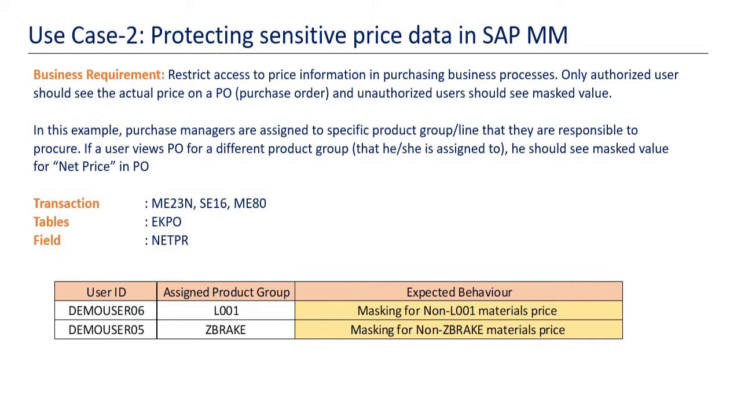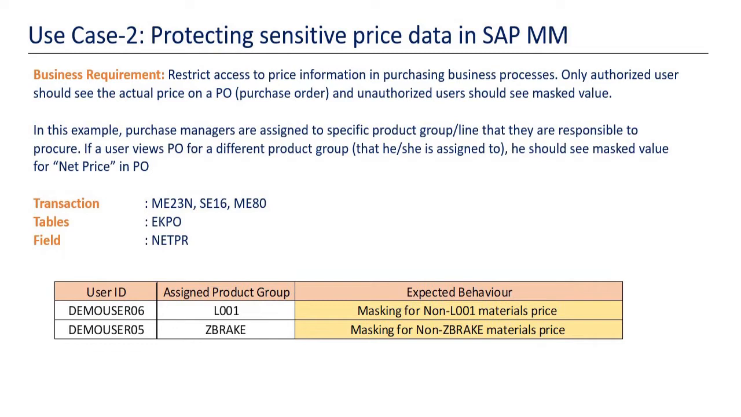The way I've set the scenario up here is that we have two users, demo user 6 and 7. Each of them has a specific product group, a material group, assigned to them. User 6 is assigned with L001 and user 7 is with Z-break. So the net price of the assigned material group materials can be seen by the user assigned to that group. For example, demo user 6 can only see the net price for materials that are part of L001.